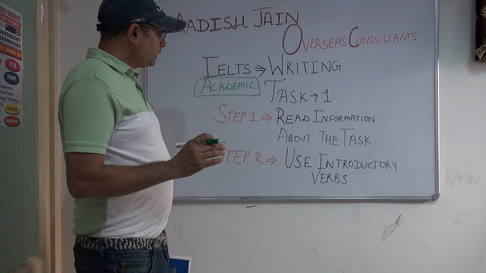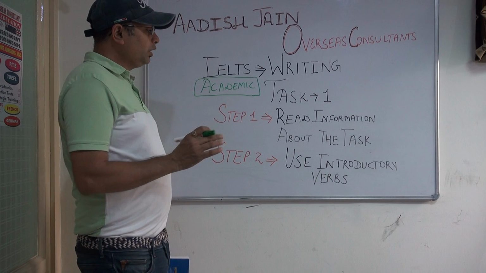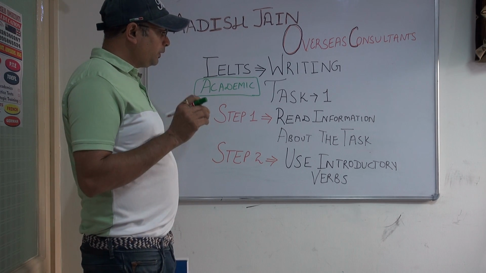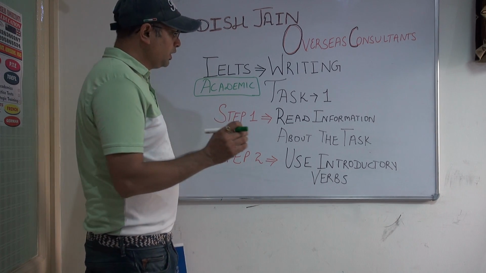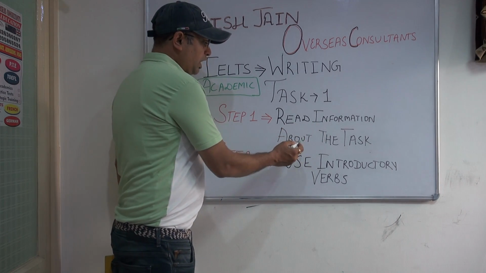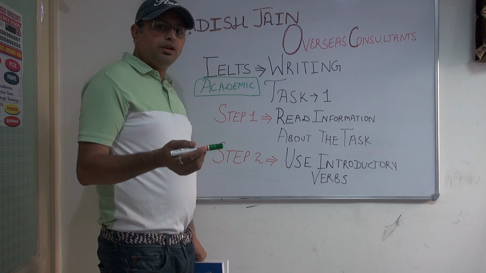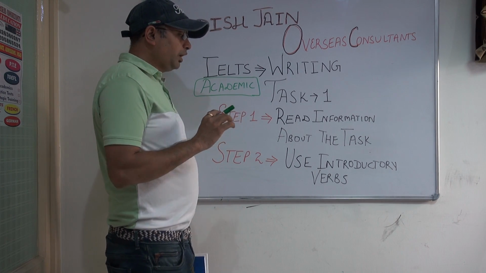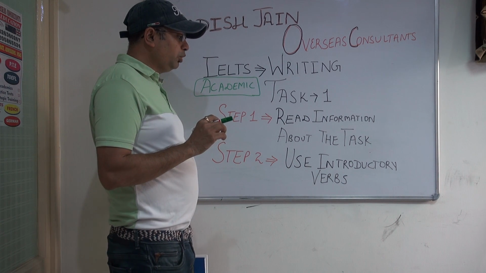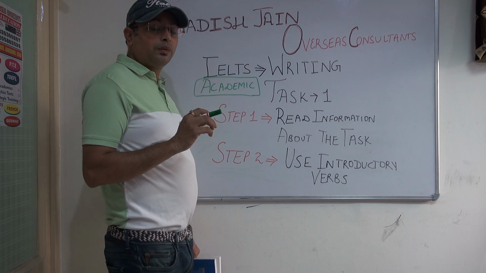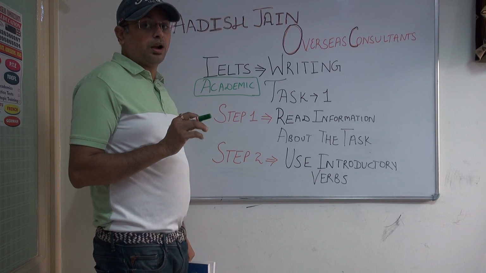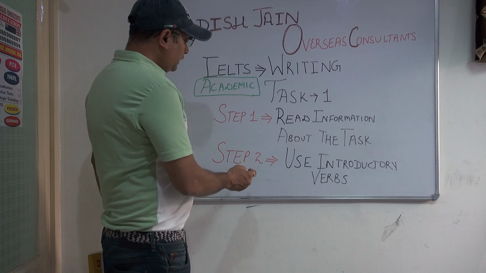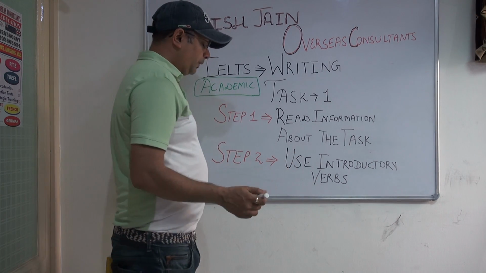So let's try to understand the various steps which are involved in the writing academic task 1. The first step that is really important for every student is to read the information about the task. So if you're given any line, bar graph or a pie chart, read the question very carefully, but at the same point of time, do not waste your time, because each and every second in the writing module is of utmost significance. Second step is to use the introductory verbs.